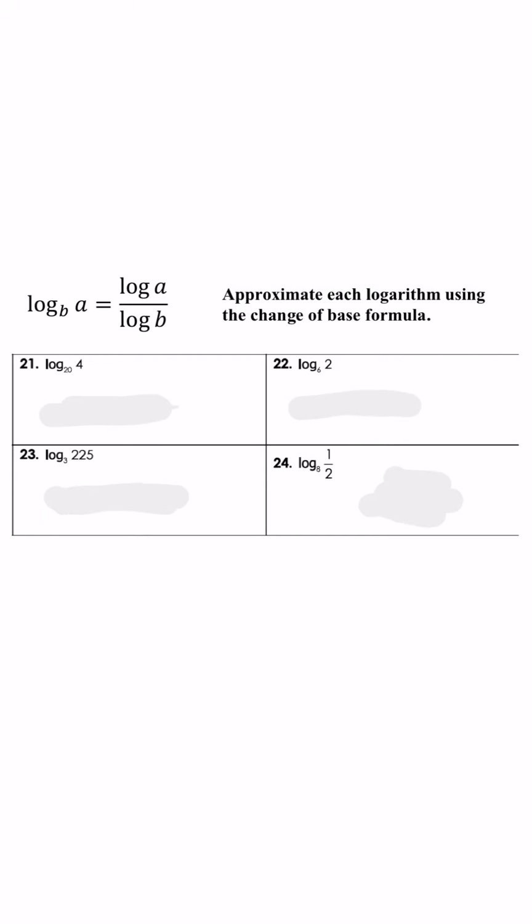So I want you guys to try it, pause it, and see if you end up with the answers, because all I'm going to do is erase these and show it to you. Log base 20 of 4 is going to be 0.4628. Log base 6 of 2 is approximately 0.3869. Log base 3 of 225 is 4.9299. Log base 8 of 1/2 actually equals negative 1/3.